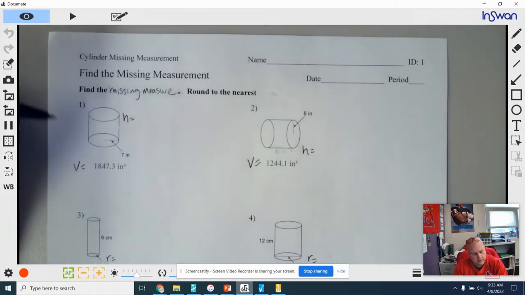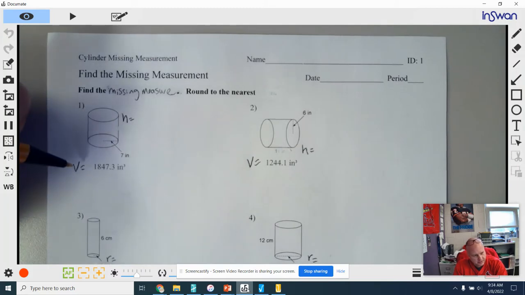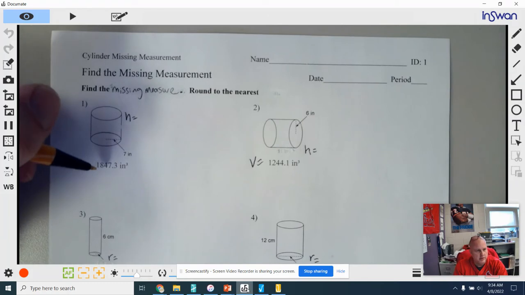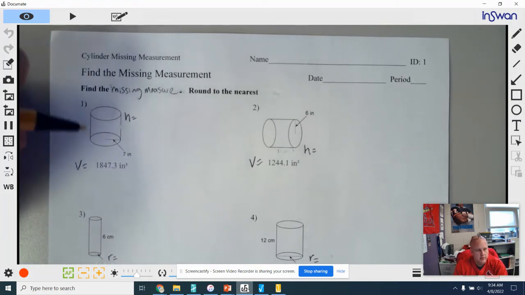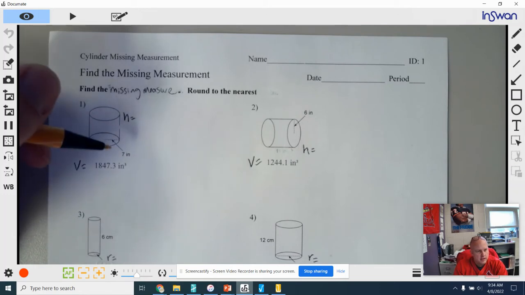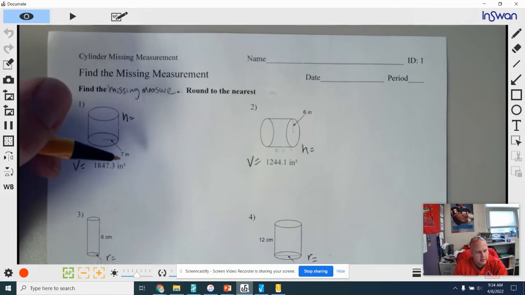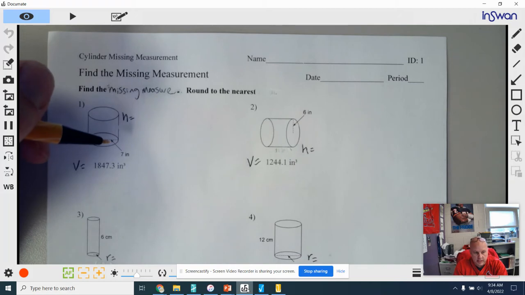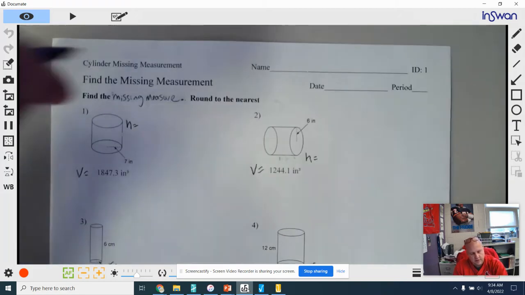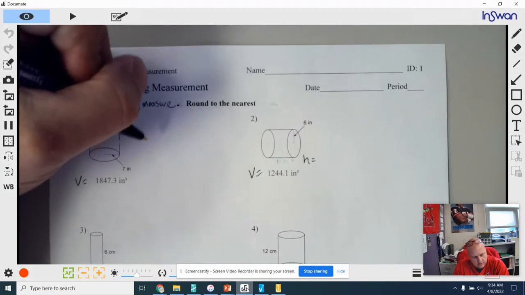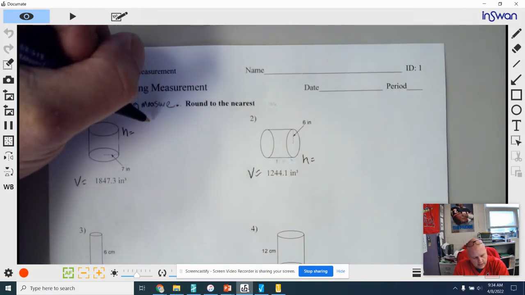So, like if you look at number one, it says V equals, which means that the volume of this cylinder is 1,847.3 inches cubed. So we look at the information that's given to us. We're given this measure right here, 7 inches, which stands for the radius, but we're missing our h for our height.